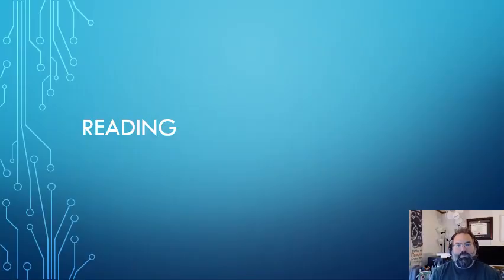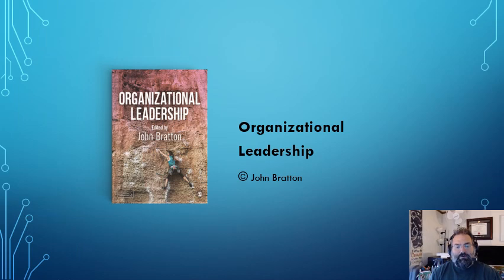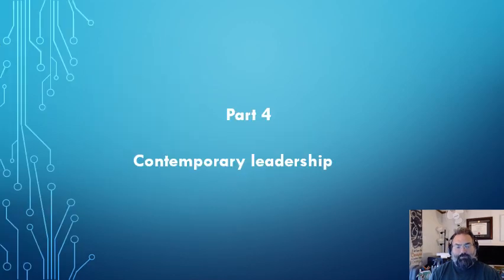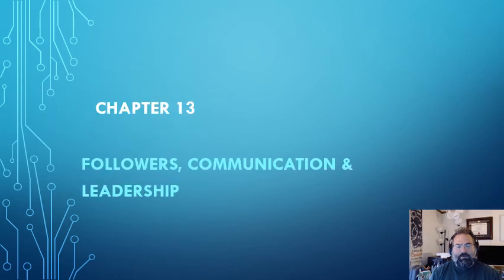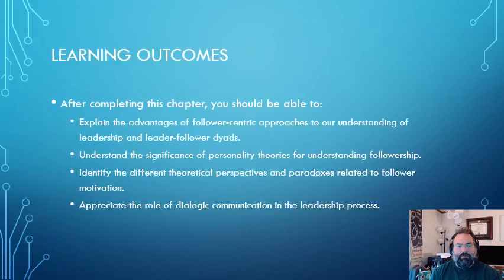And now moving on to the reading. Again, within the text, Organizational Leadership by John Bratton. We're into part 4, Contemporary Leadership, and we're talking about chapter 13, Followers, Communication, and Leadership. After completing this chapter, you should be able to explain the advantages of follower-centric approaches to our understanding of leadership and leader-follower dyads. Understand the significance of personality theories for understanding followership. Identify the different theories, theoretical perspectives, and paradoxes related to follower motivation.